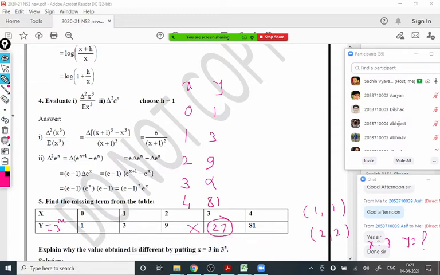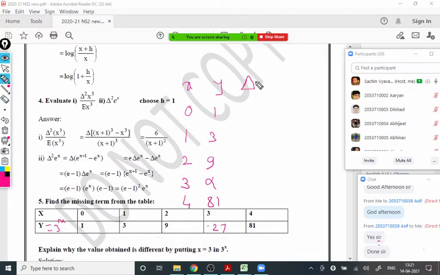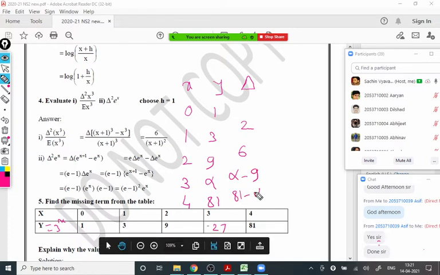I will show you by calculation here. We'll come to that part later on again. So first we'll calculate the first order differences, delta. How do we get it? Next minus same value, f of x plus h minus f of x, means f of 1 minus f of 0, that is 3 minus 1, that is 2. 9 minus 3 is 6. Alpha minus 9, and the last one 81 minus alpha. So these are the first order differences, delta.